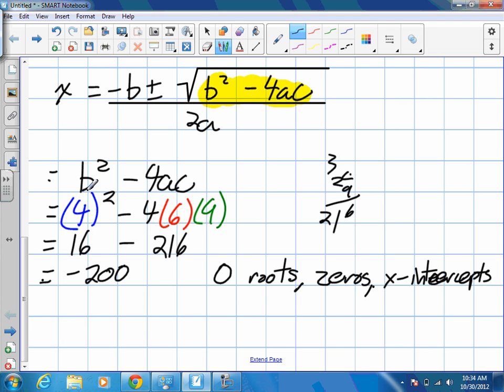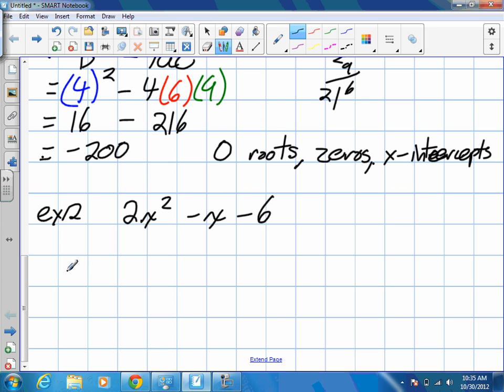I'm going to go through 2 other examples very quickly. So here's example 2: 2x squared minus x minus 6. We're going to use these values and put them into the discriminant again. So our b value is negative 1. So negative 1 squared minus 4 times a, which is 2, and times c, which is negative 6.